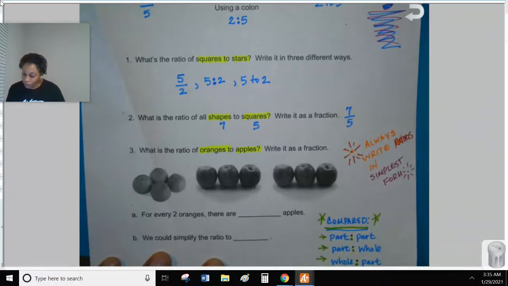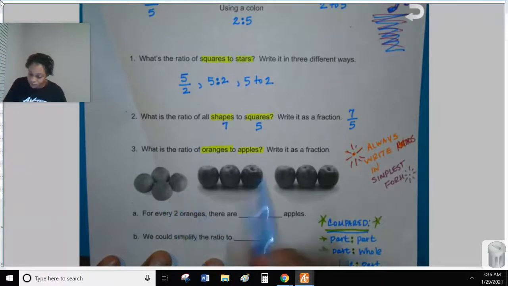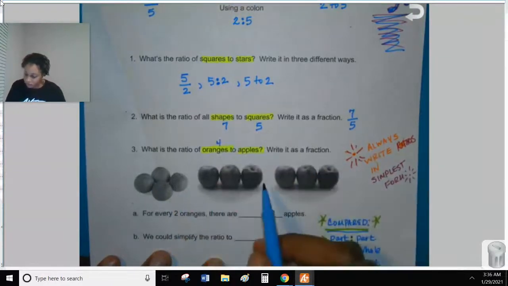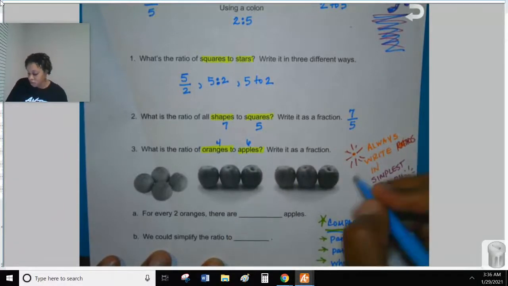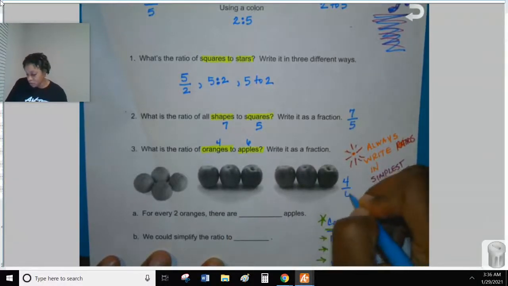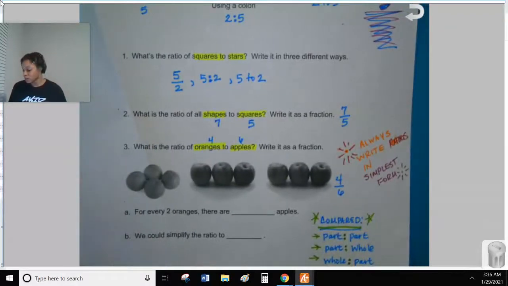So now we're going to look at oranges to apples, write it as a fraction. What is the ratio of oranges to apples? So I see 1, 2, 3, 4 oranges and 6 apples, and they told us to write it as a fraction, 4 over 6. When we're writing ratios, you always want to write your ratios in simplest form, okay? Always write them in simplest form. That's very important. If they can be simplified, simplify them.